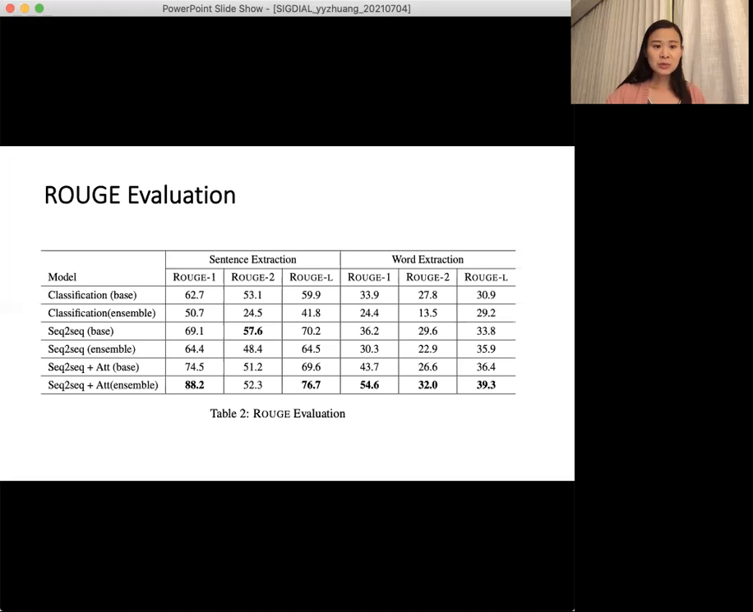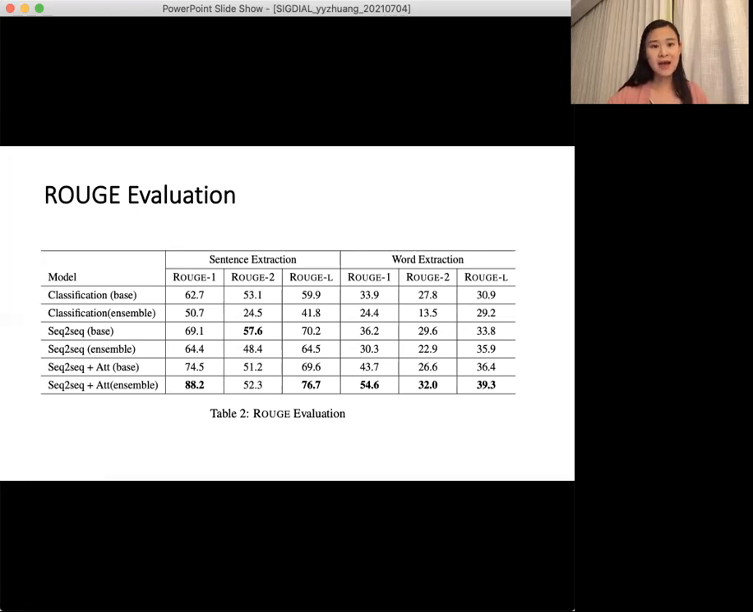The results table summarizes the ROUGE scores. It is clear from the table that among all models, the sequence-to-sequence with dynamic attention model outperformed the rest with a significant margin. It is also interesting to note that the scores for the base models are generally higher compared to the assembled model for classification and sequence-to-sequence.